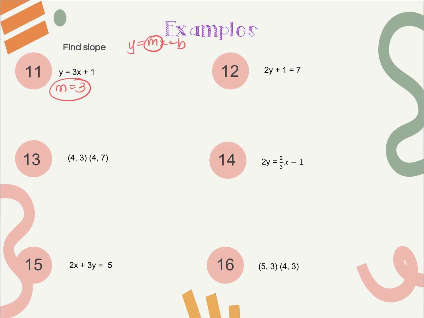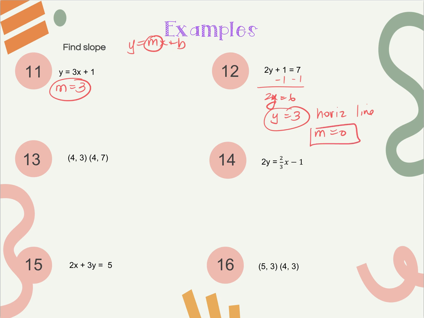In 12, we're just going to move the numbers over. Notice there's no x here, okay? So we get 2y equals 6, so y is 3. So notice this is a horizontal line, and in a horizontal line, you have a run, right? But you have no rise, so your slope equals 0 here, okay?